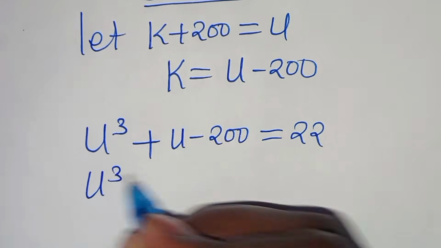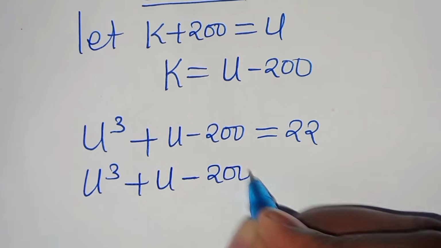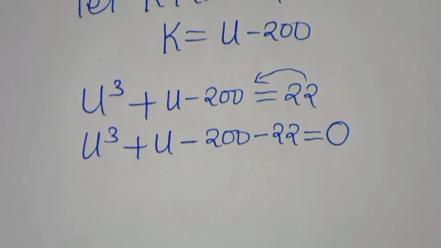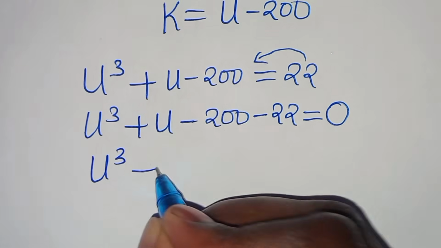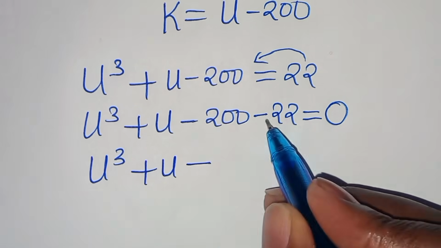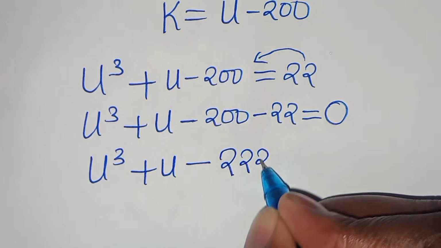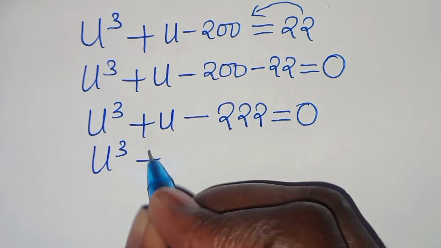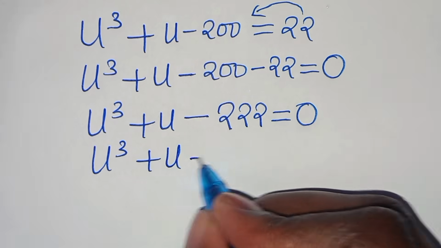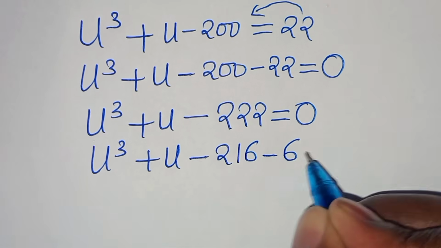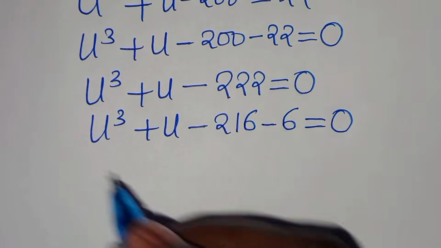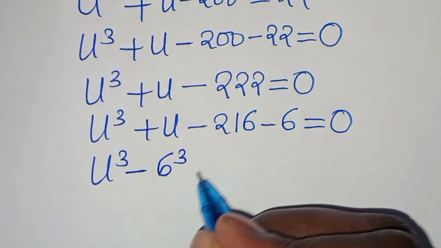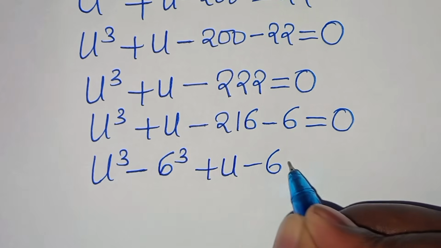Now, this is u^3 + u − 200. Let's take 22 to the left hand side, minus 22, equal to 0. So this is u^3 + u − 200 − 22, which is −222, equal to 0. So we have u^3 + u − 222, which is −216 − 6, equal to 0. Now we have u^3 − 216, which is −6^3, then plus u − 6, equal to 0.